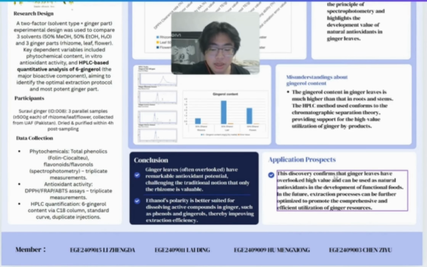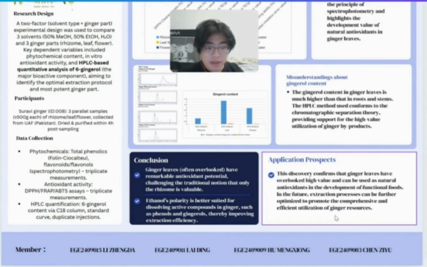In short, this study unlocked ginger's untapped potential. In the future, extraction process can be further optimized to promote the comprehensive and efficient utilization of ginger resource. My part is finished.